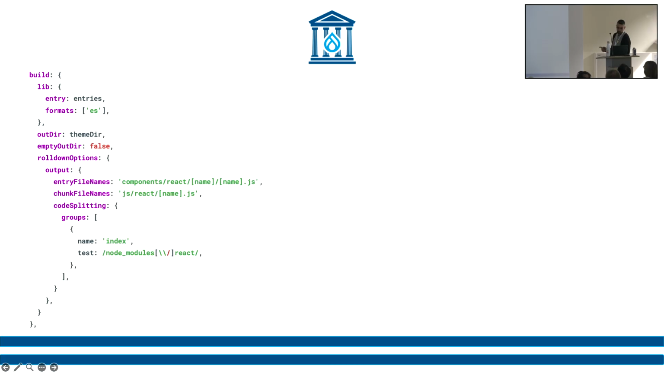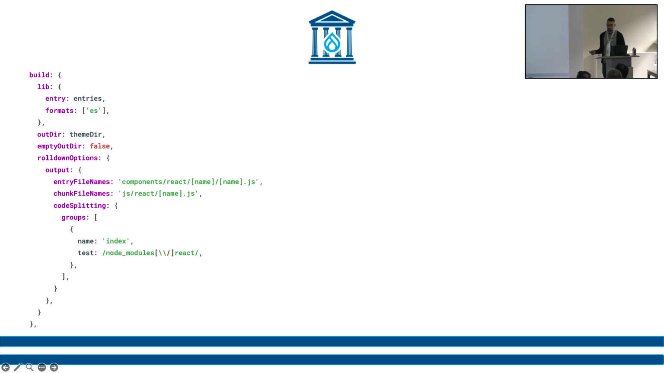We have the output options, where we define the entry file names, which expect a pattern for our chunks. It supports a placeholder like this one, which at build time will be the component name. So we can have here, for example, components, React, button.js.